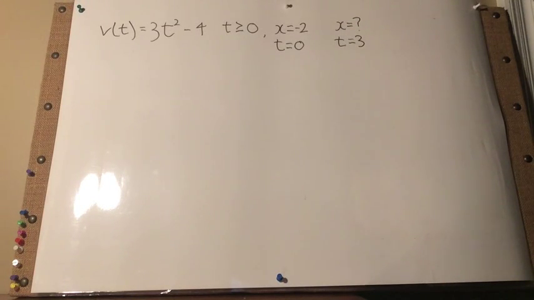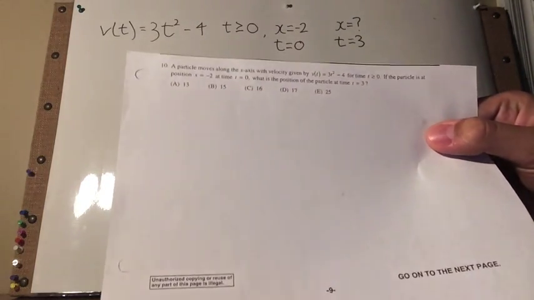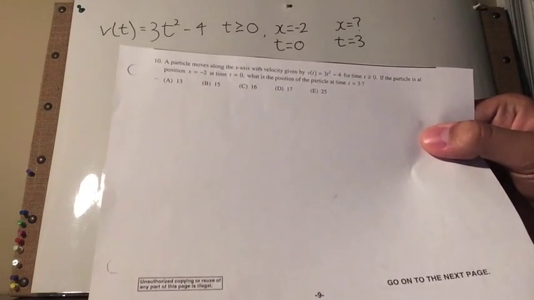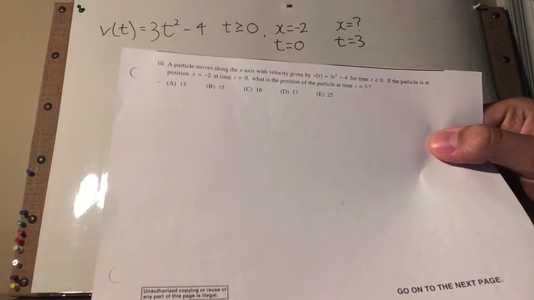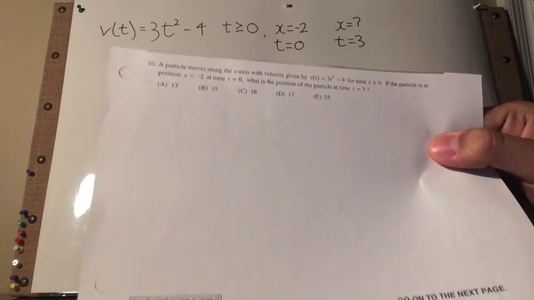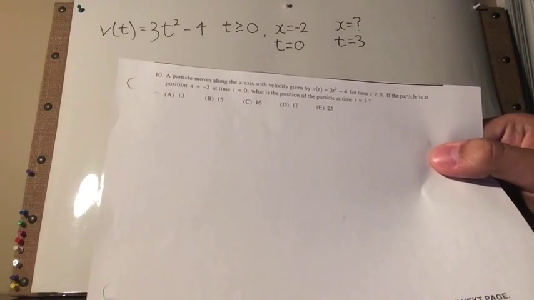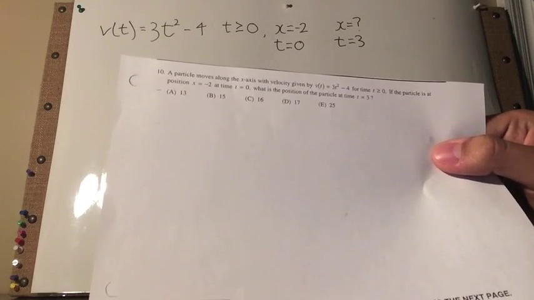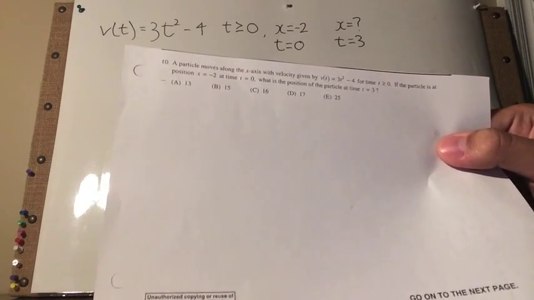Today I'll be showing you how to solve number 10 from the 2013 AP Calculus AB exam multiple choice section. So the question is right here. The question reads, a particle moves along the x-axis with velocity given by v of t equals 3t squared minus 4, where time is greater than or equal to 0. If the particle is at position x equals -2 at time equals 0, what is the position of the particle at time equals 3?